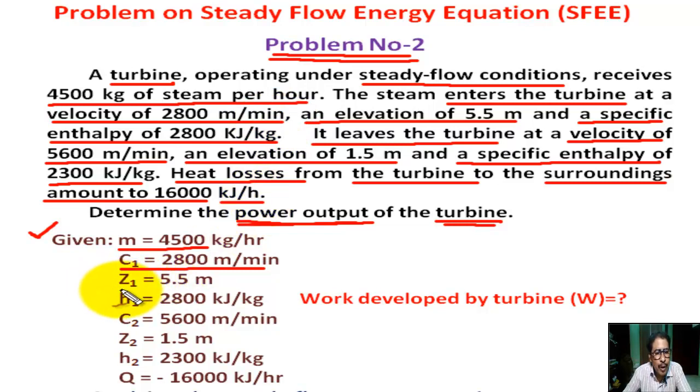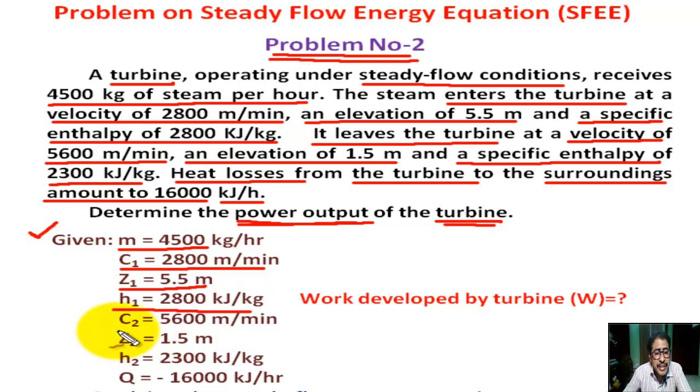Z1 means elevation at the entrance, 5.5 meter. H1, specific enthalpy at entrance, H1 equal to 2800 kilojoule per kg. This is a specific enthalpy of 2800 kilojoule per kg.